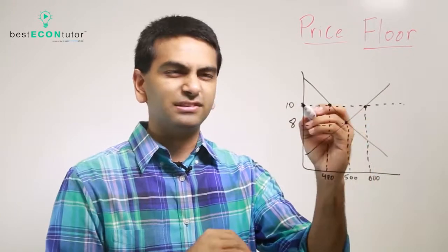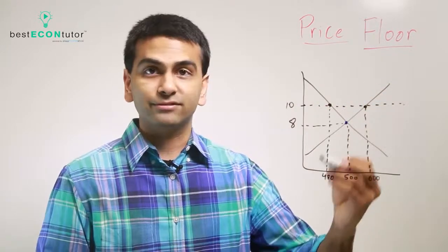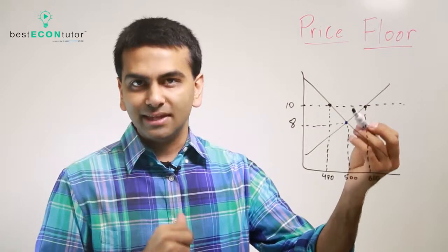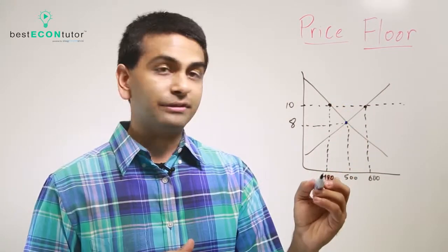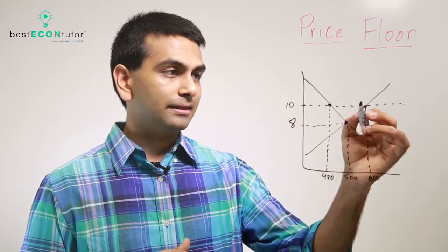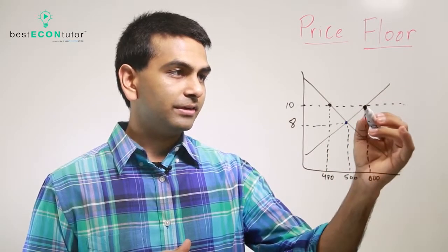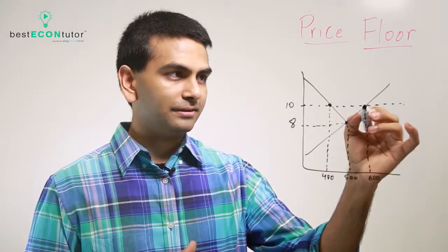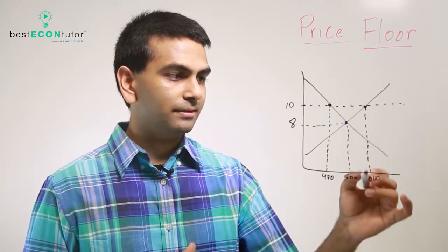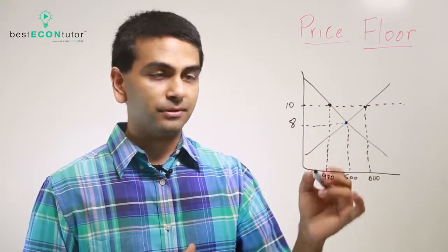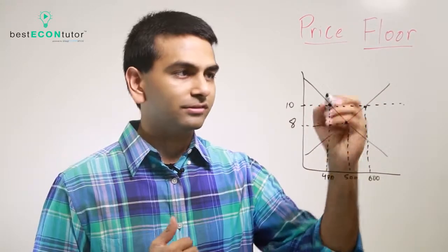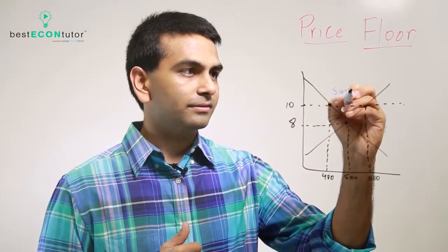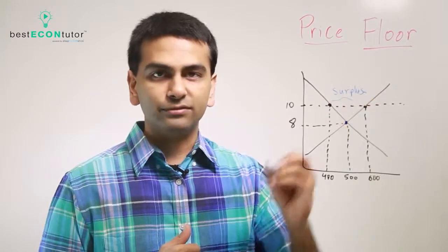So if we have to set a price of at least $10, we're going to have to raise our price from 8 up to 10. And when we do that, now the demand is going to be only 400, and the supply, though, is going to be 600. Because at that higher price of 10, people want to supply 600, but people only demand 400. So now here you have what's called a surplus of goods, meaning extra leftover goods.